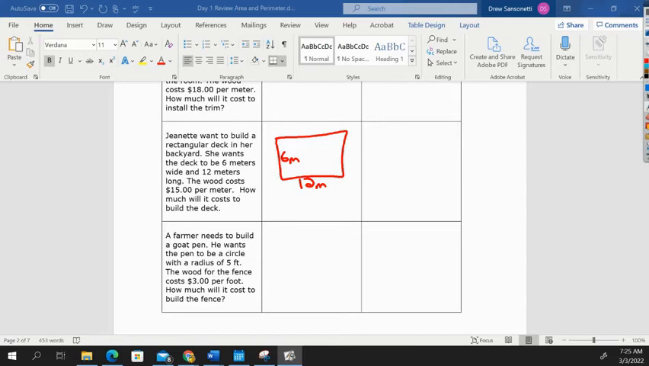So we just have to do the length times the width, 6 times 12, which if you do that, we're going to get 72. So this deck is going to be 72 meters squared. But we're not finished yet. We have to go ahead and pay for the wood. So we're going to do 72 times 15. And that will give us our final answer, which will be $1,080.